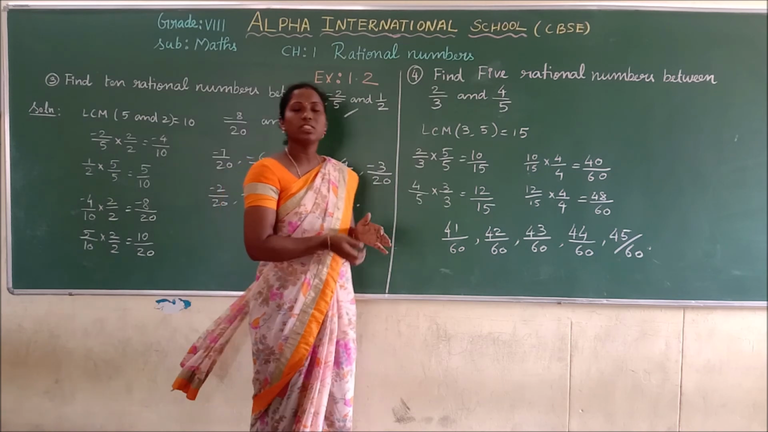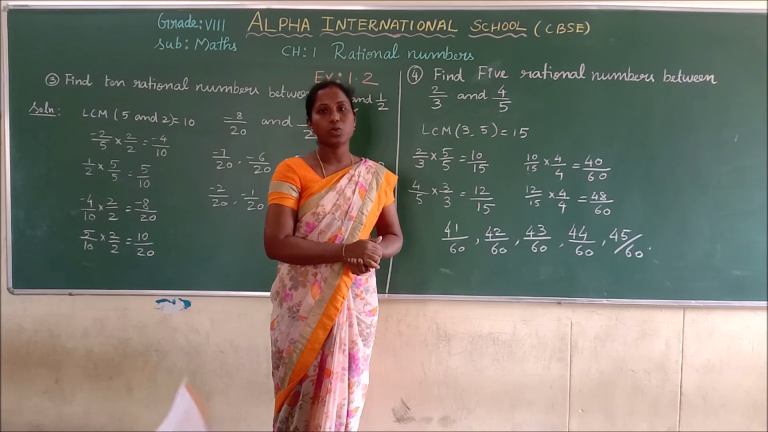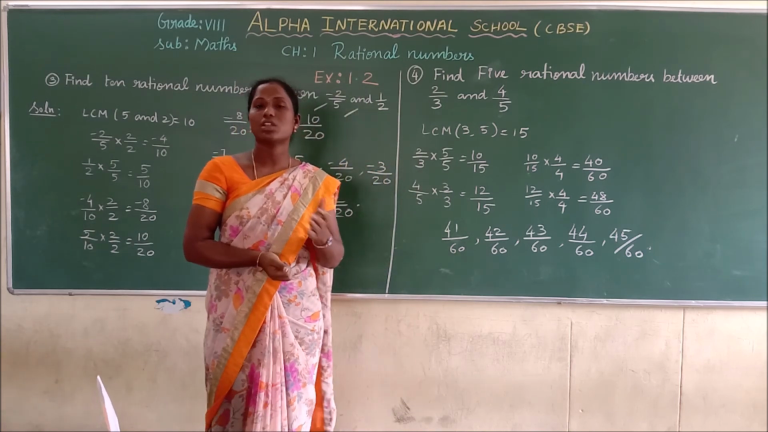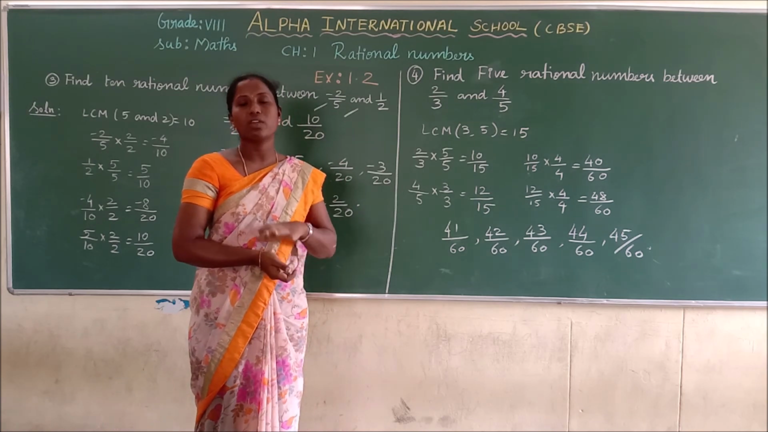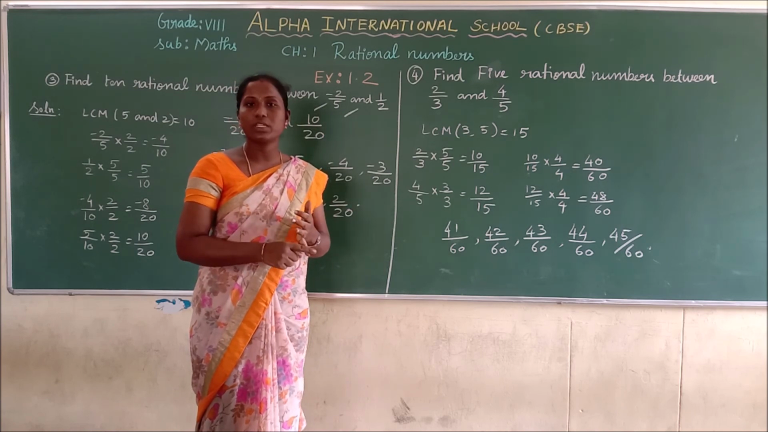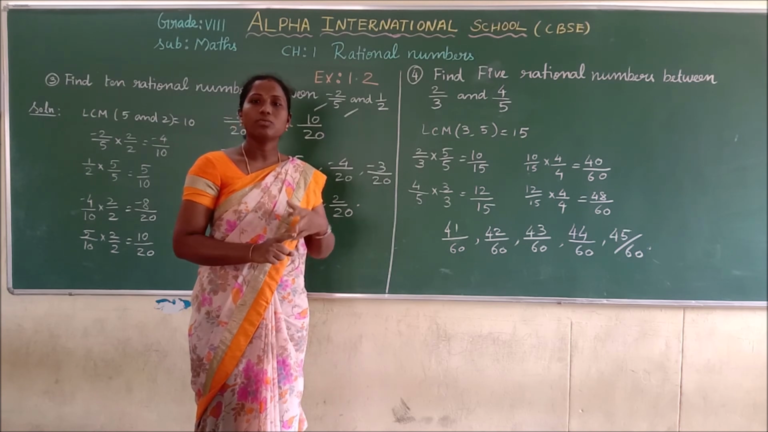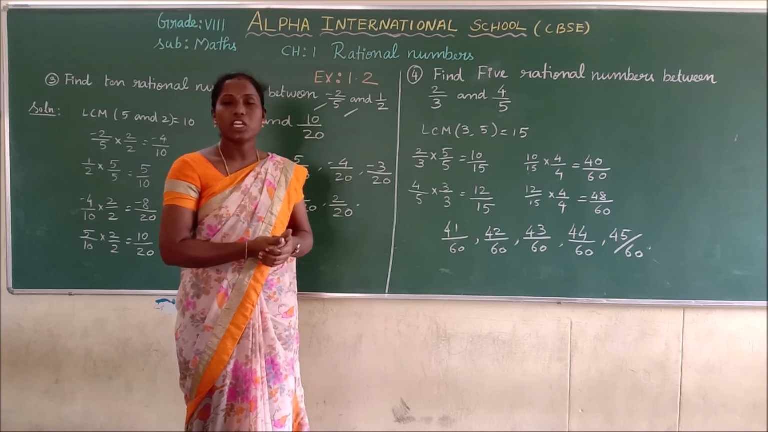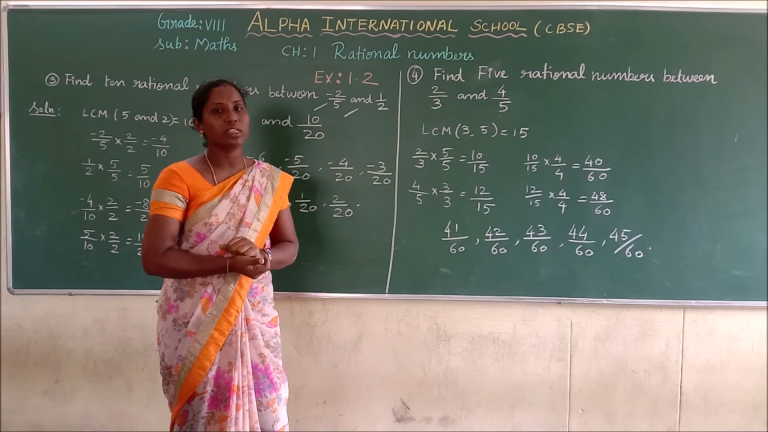So children, with this section, we are completing our first chapter, rational numbers. In this chapter we have discussed first what a rational number is. A rational number is in the form of p by q, isn't it? And the denominator is never equal to 0. And we have discussed some properties of rational numbers like closure property, commutative property, associative property, isn't it? And we have discussed additive identity, multiplicative identity, additive inverse, multiplicative inverse, and we have solved the first exercise problems based on that.